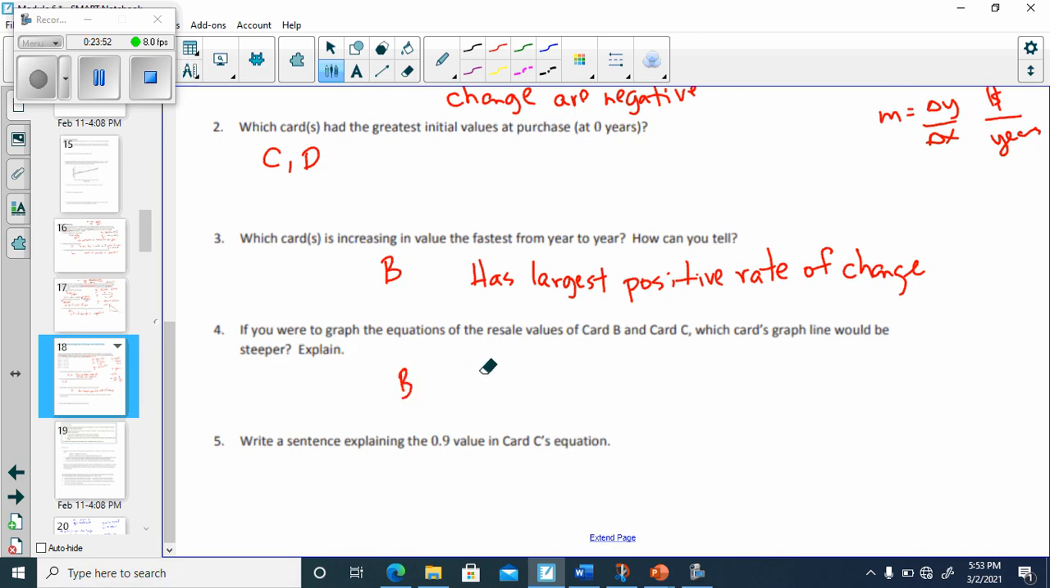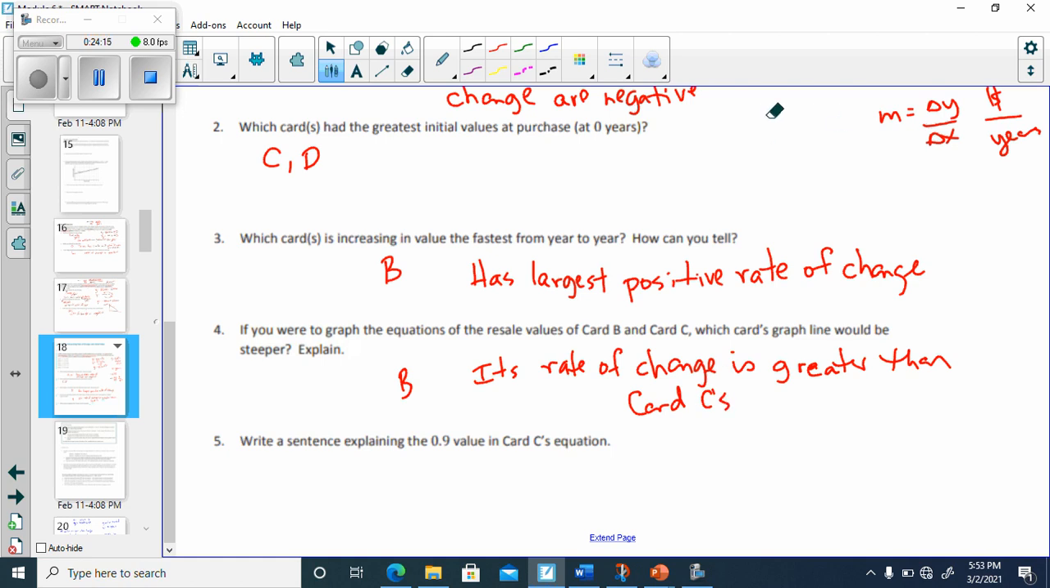B, why? Its slope or rate of change is greater than card C's, right?